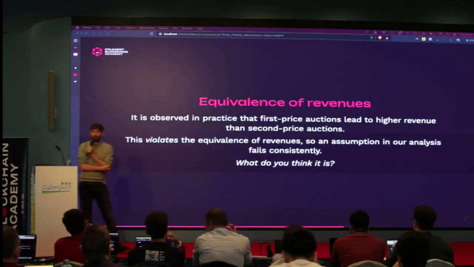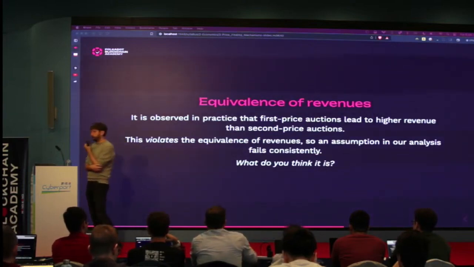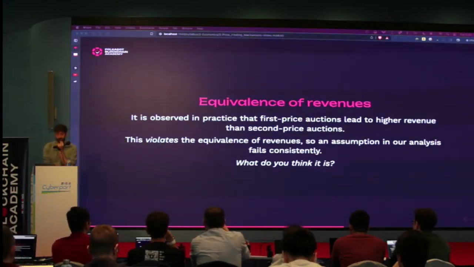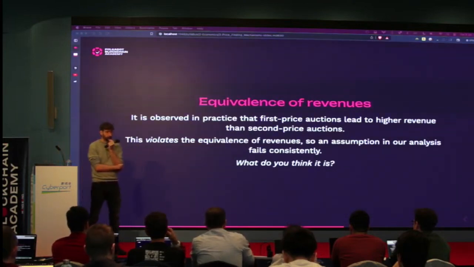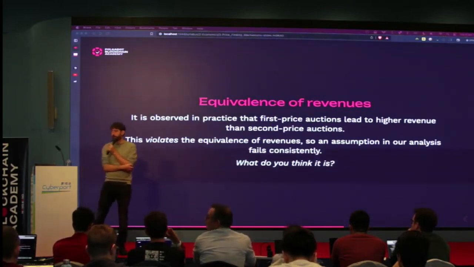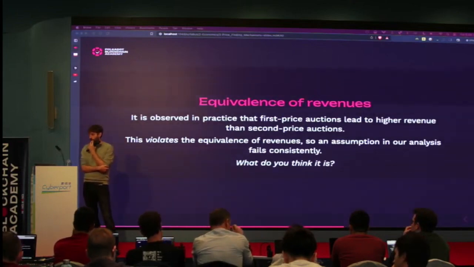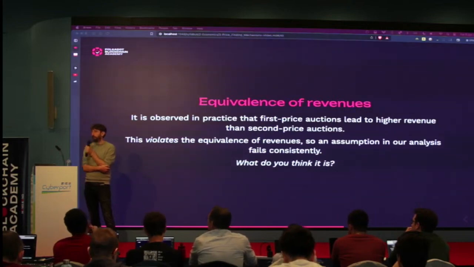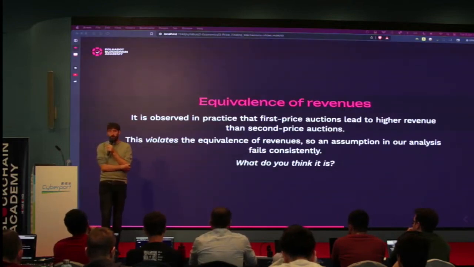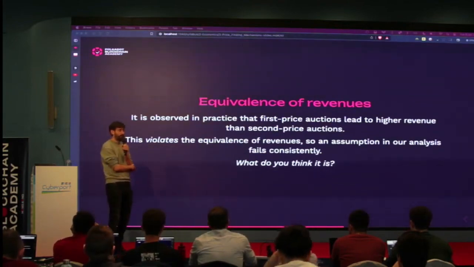There's some assumption that we made that fails. Which one could it be? Yes. The person should bid 50% of their valuation, that assumption fails. Yeah, that's correct. So we showed that bidders should bid half their valuation.